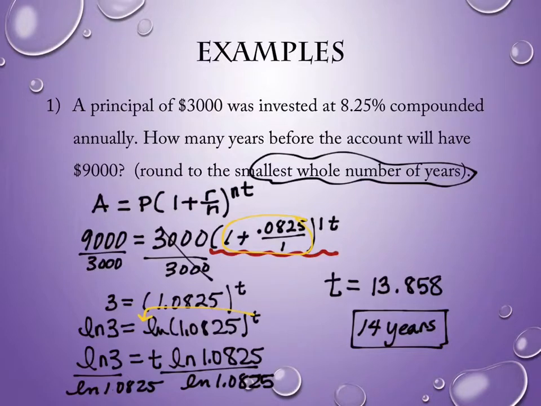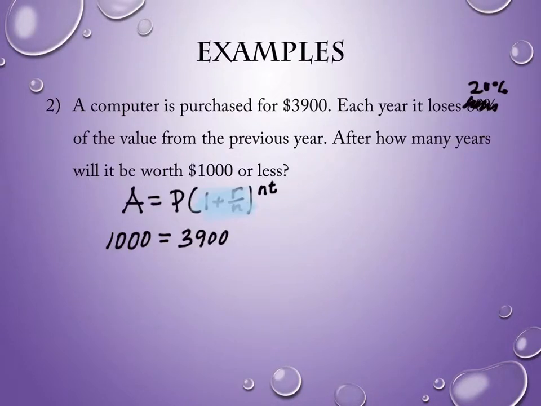So when we did this over here, right, it was increasing 0.0925 every year. But for us right now, it's not increasing, it's actually decreasing, and it's decreasing 20%, right? So 20% would be 0.20 every year. So it feels a little bit different because it's decreasing, but it has the same idea as the other one did. It's happening every year, so n is 1, and the t is what we're looking for.